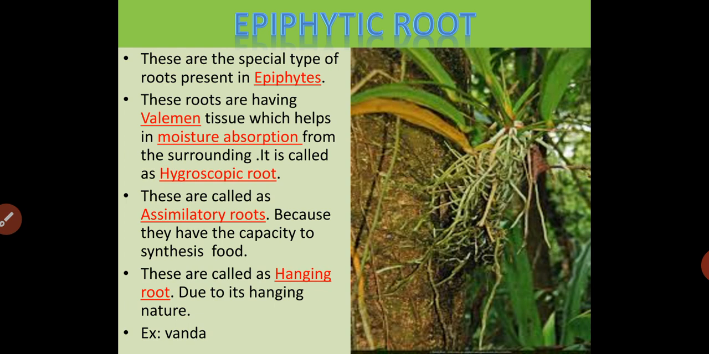These roots have three types: one is the clinging roots, climbing roots, as well as the aerial roots. Aerial roots have the velamen tissue in them which helps in absorption of moisture. Example, Vanda.